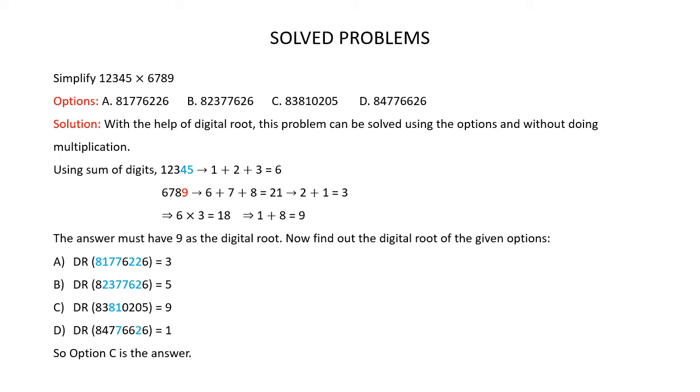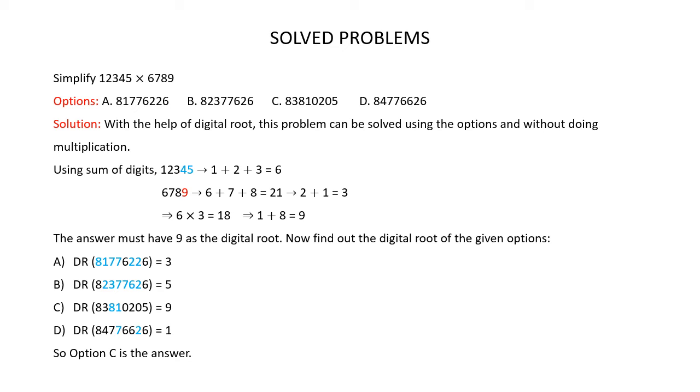Simplify 12345 multiplied by 6789. You are given 4 answer options and you have to find out which of these options is the correct one. Now we'll simplify this expression using the digital root method. With the help of digital root, this problem can be solved using the options and without doing multiplication.